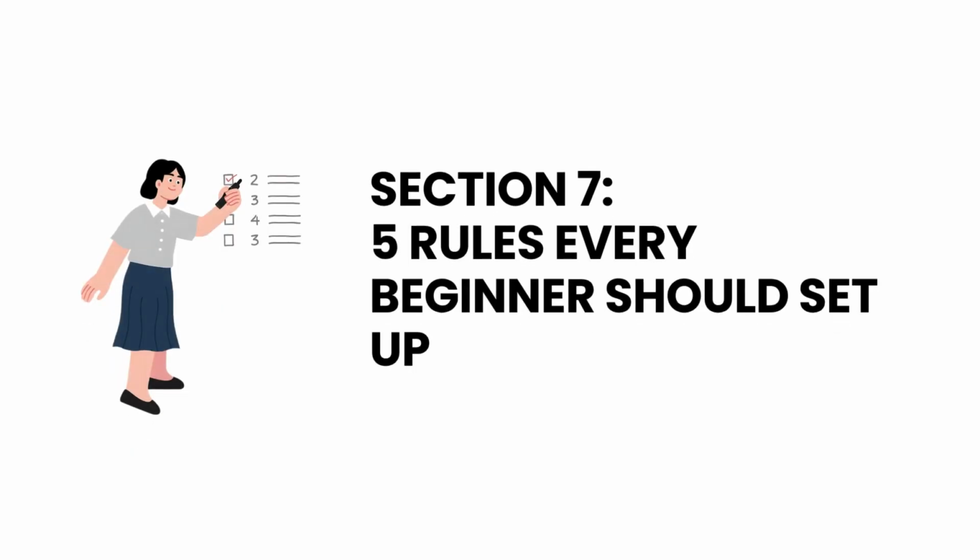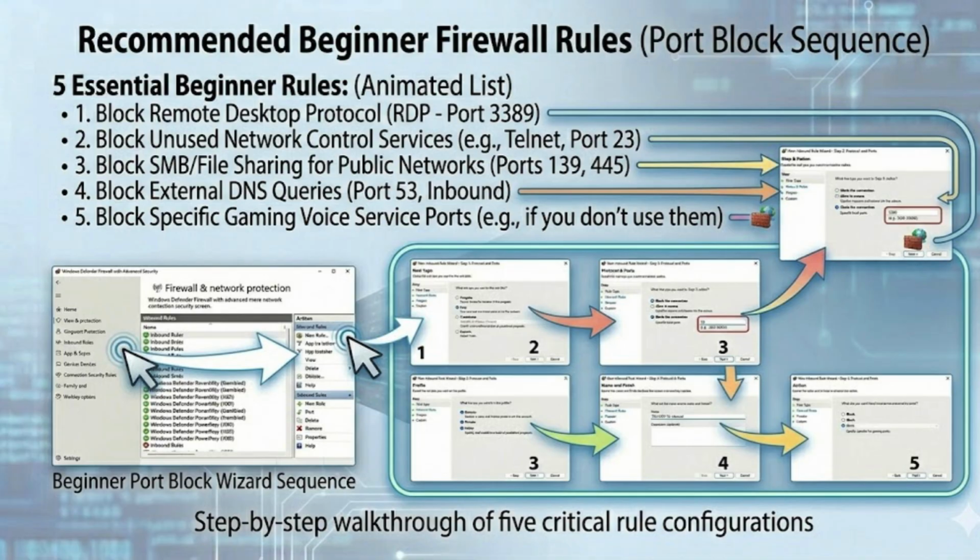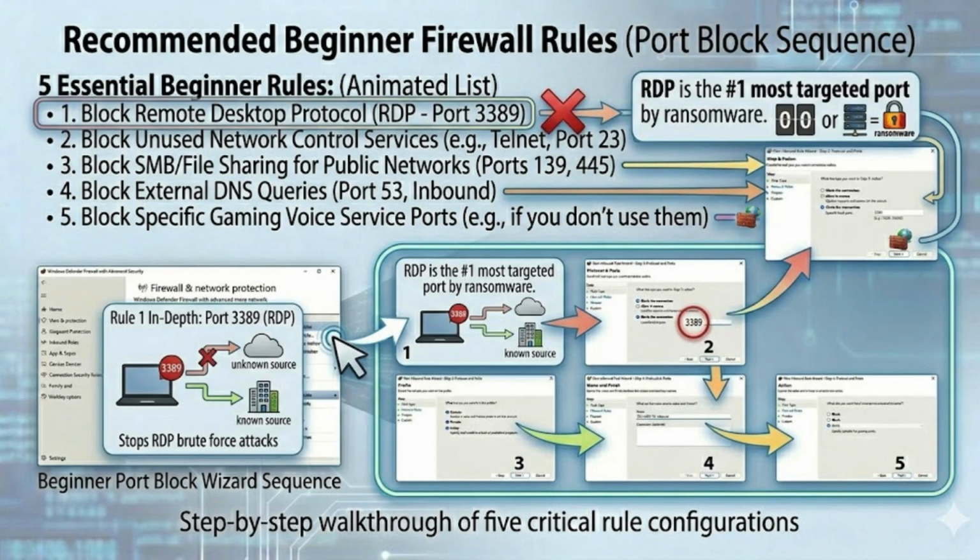Section 7. 5 rules every beginner should set up now. Here are 5 specific firewall rules I recommend every beginner set up right now. Rule 1. Block inbound Remote Desktop Protocol on port 3389 from unknown sources. RDP is one of the most attacked ports on the internet. Unless you specifically need remote desktop from outside your network, block inbound connections on port 3389. This alone stops a huge category of brute force attacks.